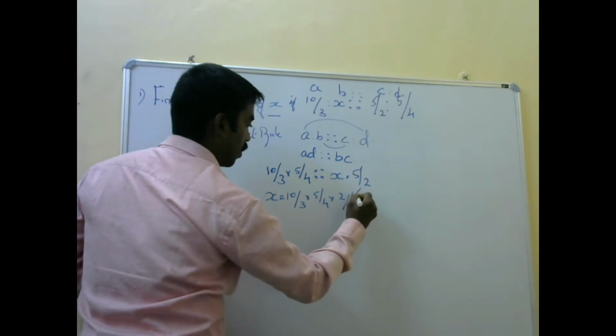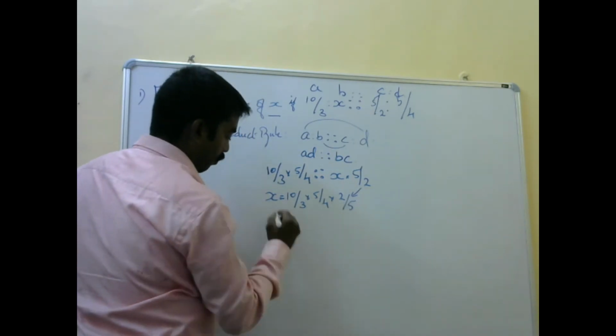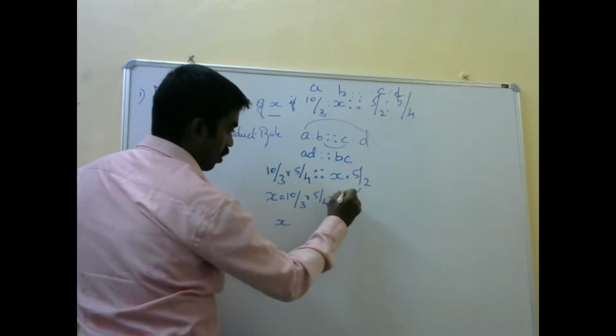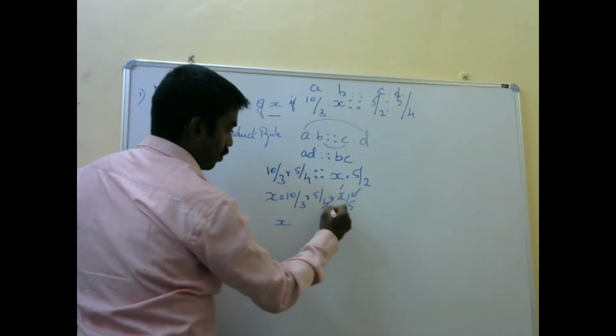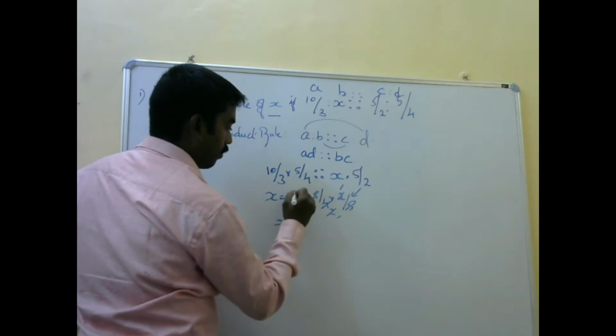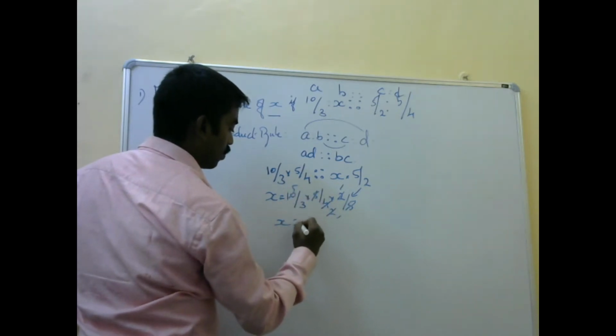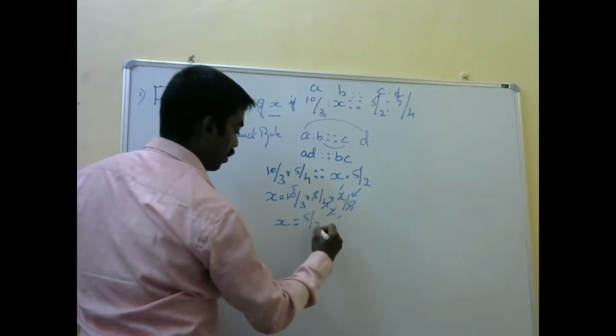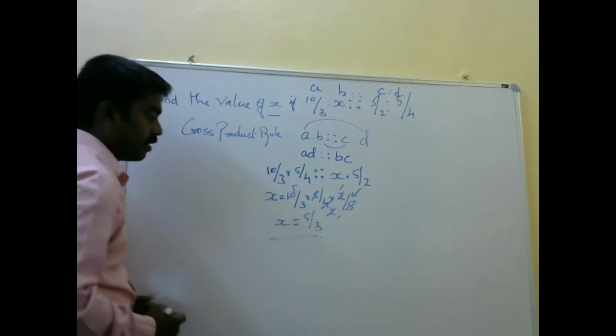So when you factorize this, what you will get? 2 one time, 4 is 2 times, 5 gets cancelled, 2 one time, 10 is 5 times. So x is equal to 5 by 3. Are you clear on this? Please note down.